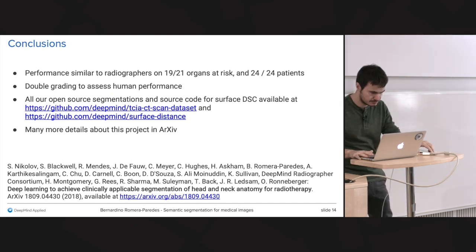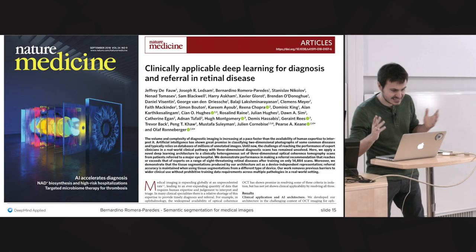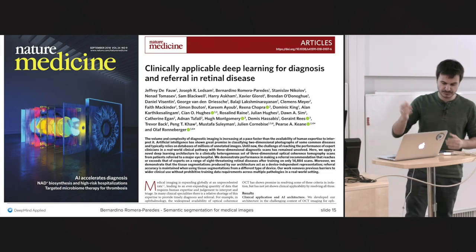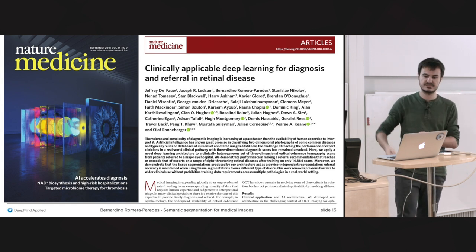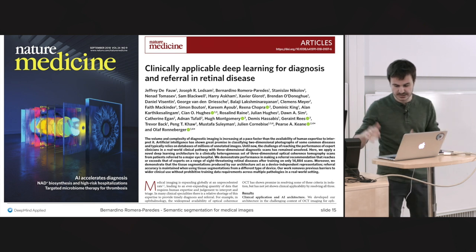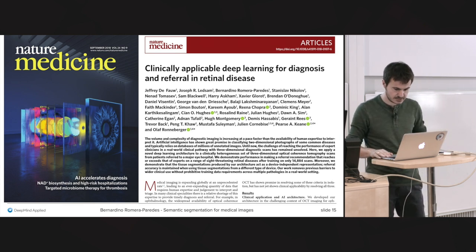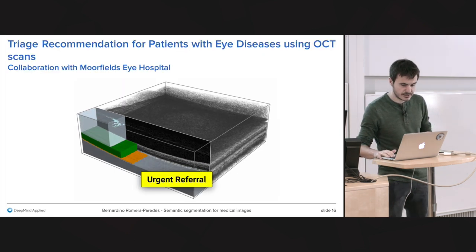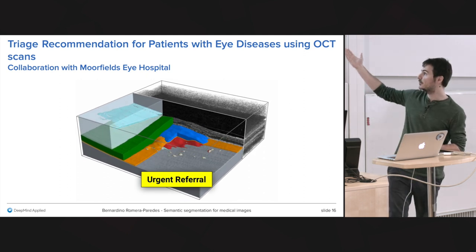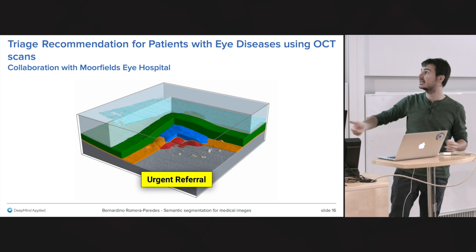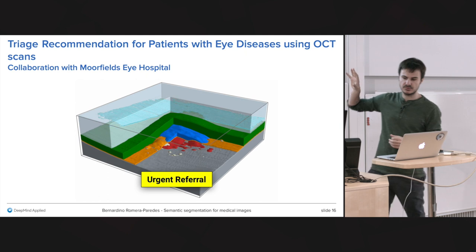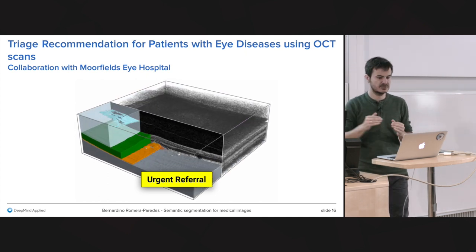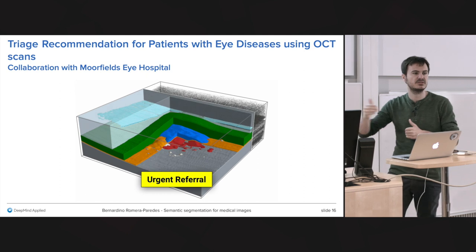So this second project is on OCTs, on eye scan predictions of diseases, and this has been recently published in Nature Medicine, and it's a joint project with Moorfields Hospital. The main point is that we have 3D scans of the eye. I will explain a bit more about how the scans look. But the main point is to classify those scans according to how urgently they should be treated.